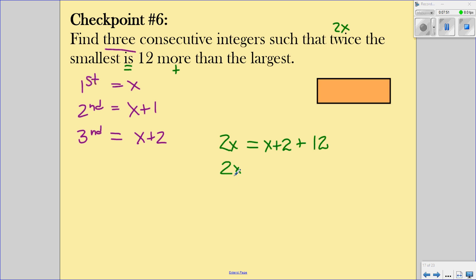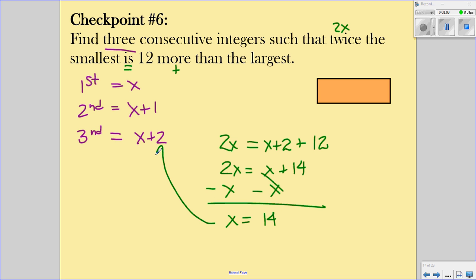Combine your like terms. You're going to put your variables together, so you subtract x on both sides, you get x, and then it's equal to 14. We're not done because we need to find what the 3 numbers are. So we got 14, 15, 16.